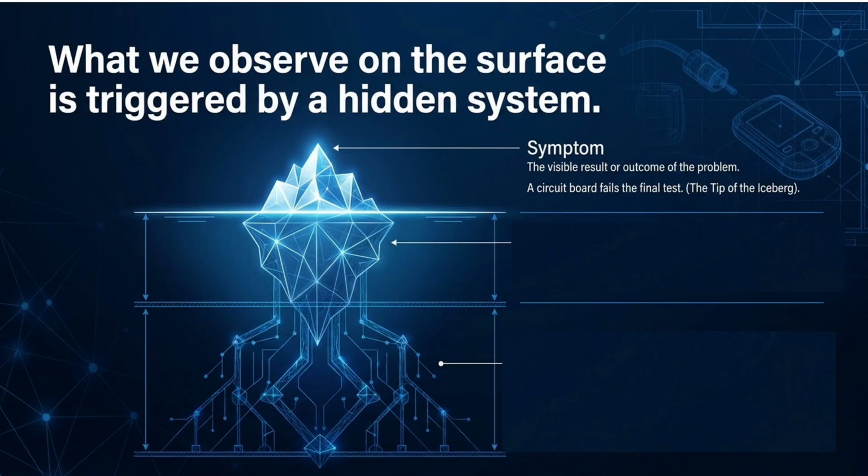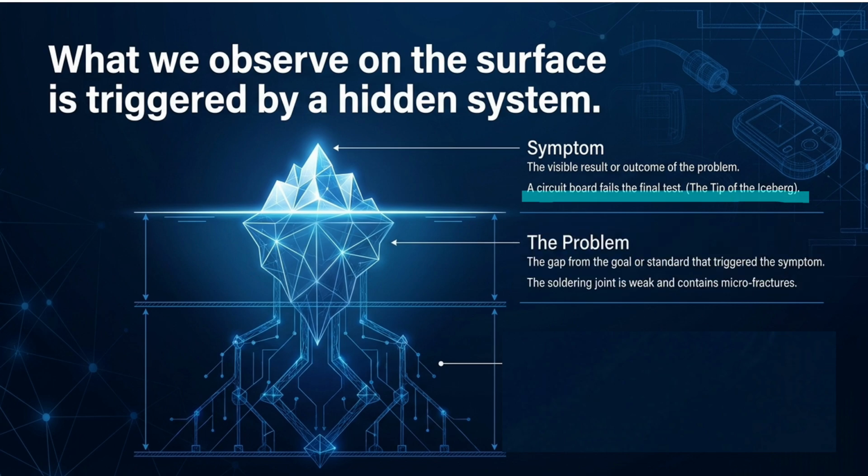Let's take an example of this. The symptom, what we see visible, and apply that to a real life example. The visible result or outcome of the problem, in this case, let's say a circuit board fails the final test. That is the tip of the iceberg. That is the symptom, that is not the problem. So what is the problem? The problem is the soldering joint is weak and contains microfractures.